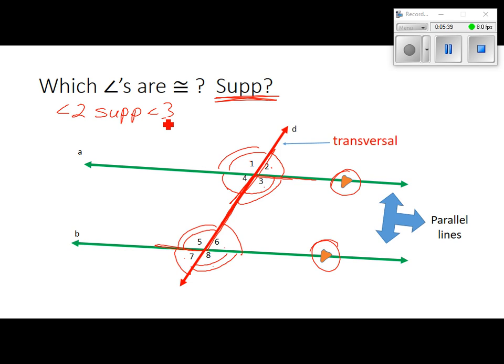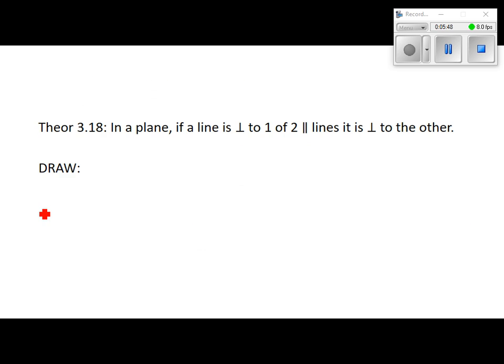Name me another pair that I'm not going to write down. 5 and 6. 5 and 7. Yep. Are there more of them? Yeah, there's all kinds of them. We didn't get to this?